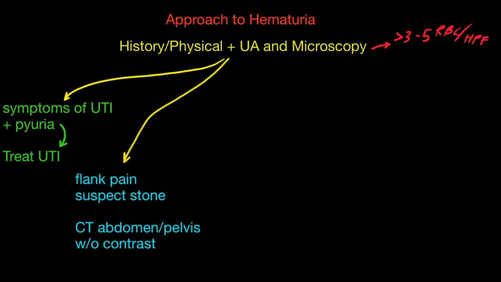Let's say your patient has unilateral flank pain and you suspect a kidney stone. Well, next step is some kind of imaging. So most people will do a CT scan of the abdomen and pelvis without contrast, as that will give you a great look at the entire lower urinary tract and identify the kidney stone. Alternatively, you could use renal ultrasound, which could be good for maybe some proximal stones. But basically, this patient needs imaging to identify likely nephrolithiasis.